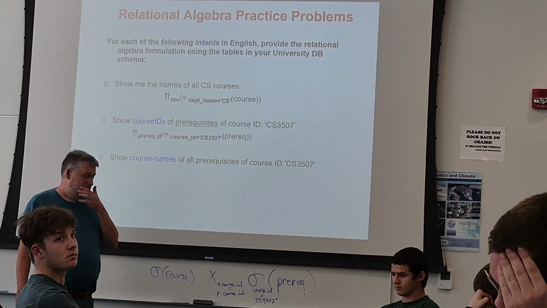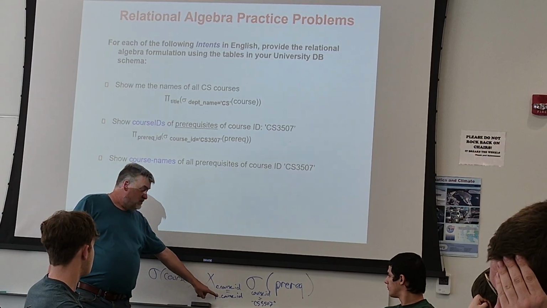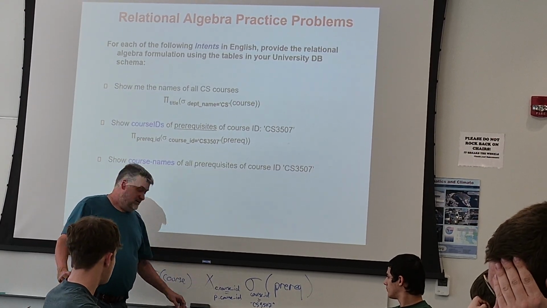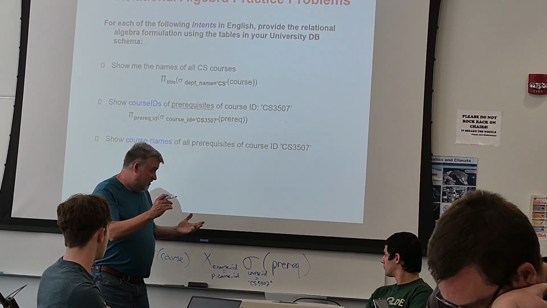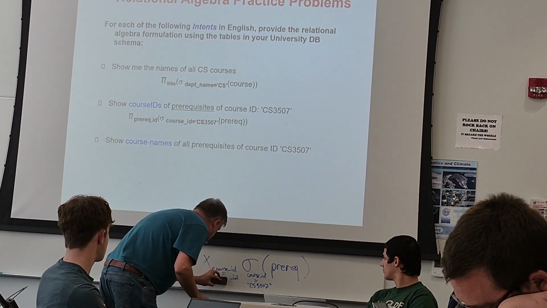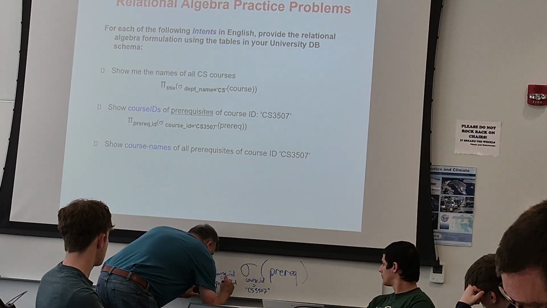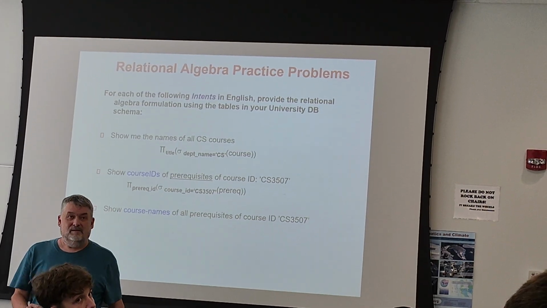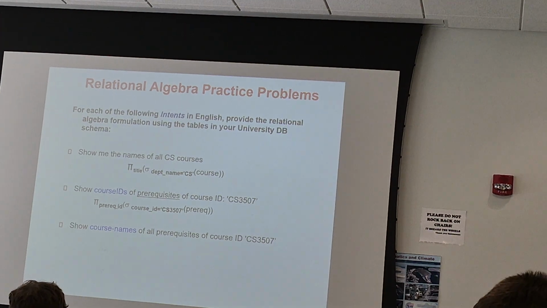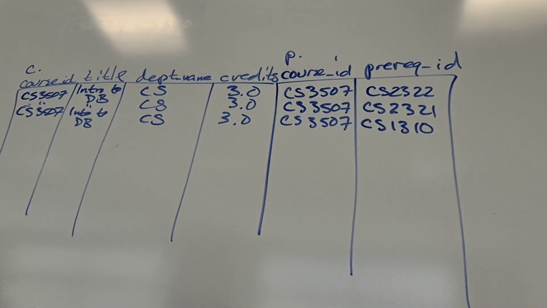Prereq ID? C.course ID is equal to P.prereq ID. Yeah. You had the right idea. It's just prereq ID only exists in the prereq table. So. Yeah. Do you see how this changes that result? Yeah. Because now we're not connecting to the P.course ID column. We're connecting to the P.prereq ID column.